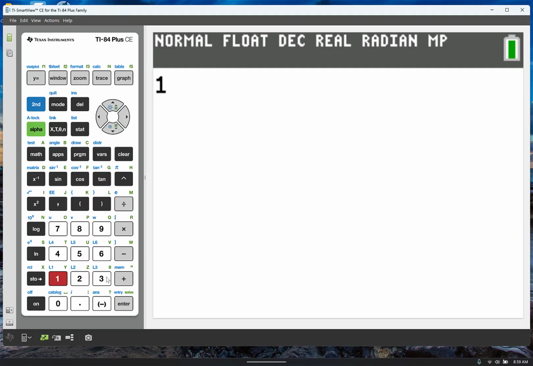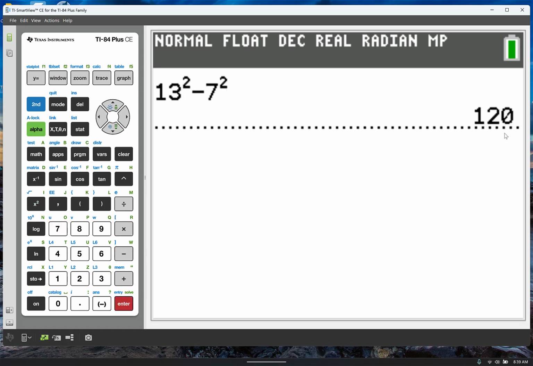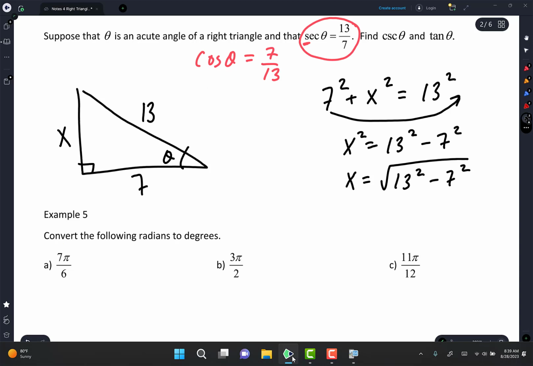13 squared minus 7 squared. Push enter. Oh, I get a nice square root of 120, and that does break down. So square root of 120.